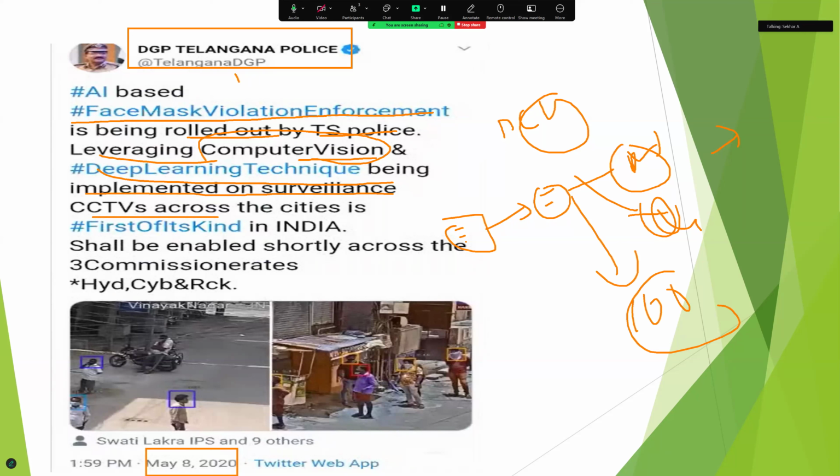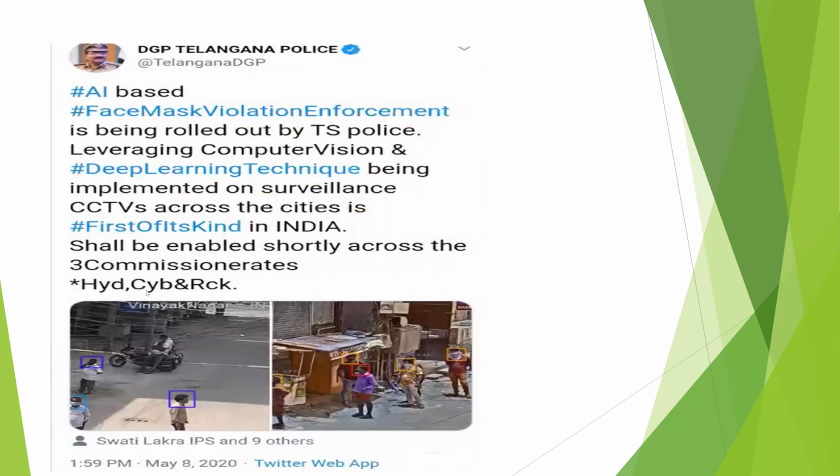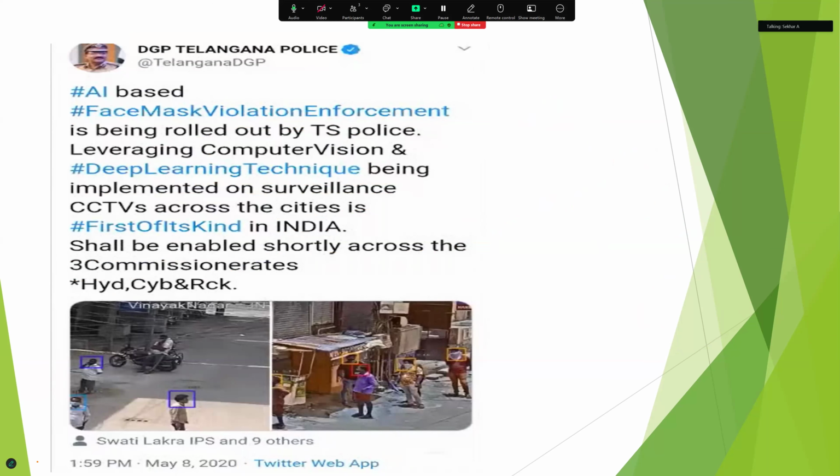So this is about computer vision, one service in AI. It monitors visual effects and identifies whether a particular person is wearing a mask or not. This was the first such task in India, to be enabled shortly across India. This is 2020, during the COVID period, when I took this screenshot.